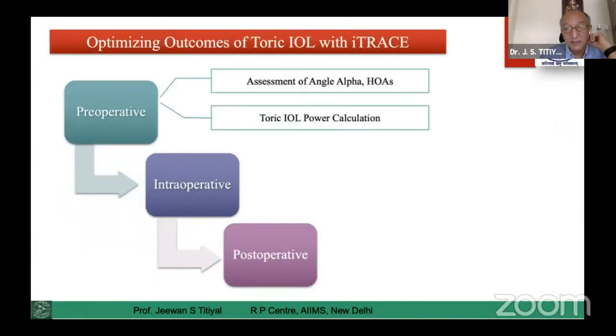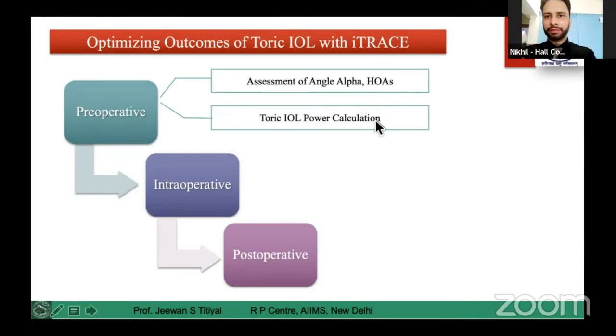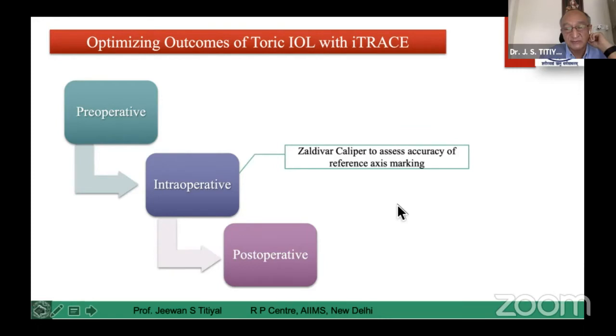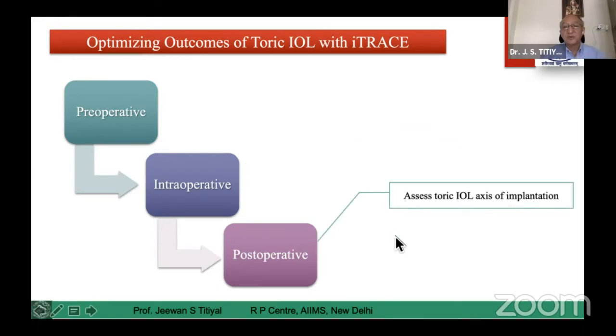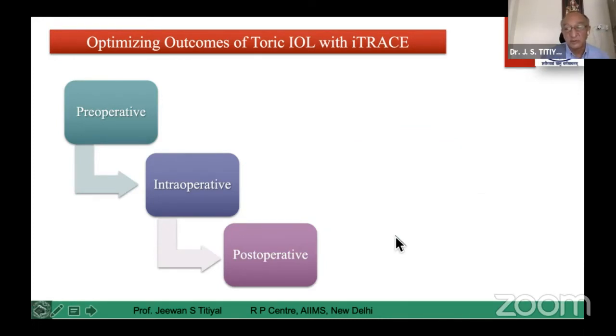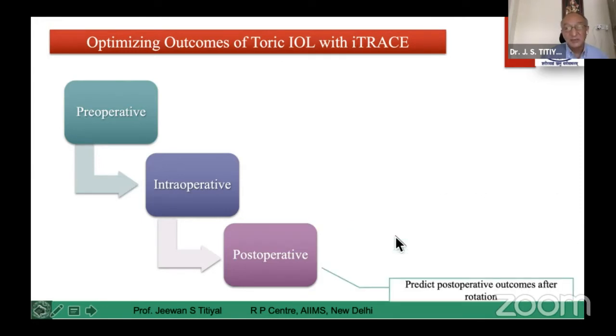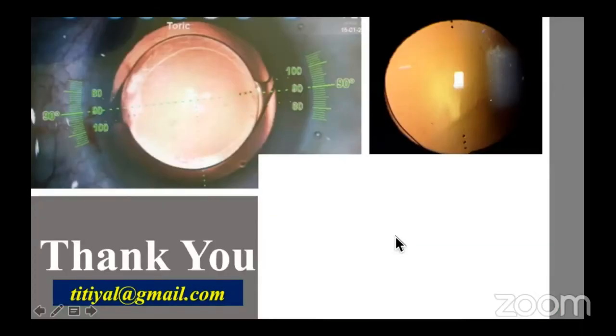Sorry to interrupt, sir, just to summarize. Pre-op, it helps you in doing a wavefront analysis and alpha calculation. Intra-op gives you axis implantation. Post-op is the one which is very useful to give you a good analysis of a rotation required or no rotation required for your patient, immediately or long-term also. Thank you for your kind listening.